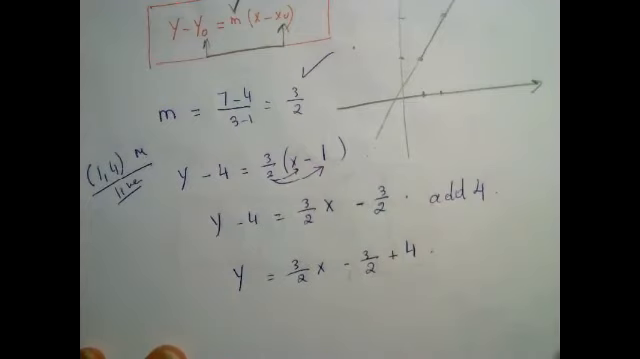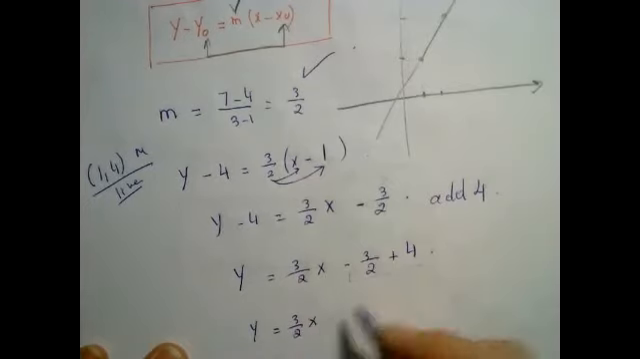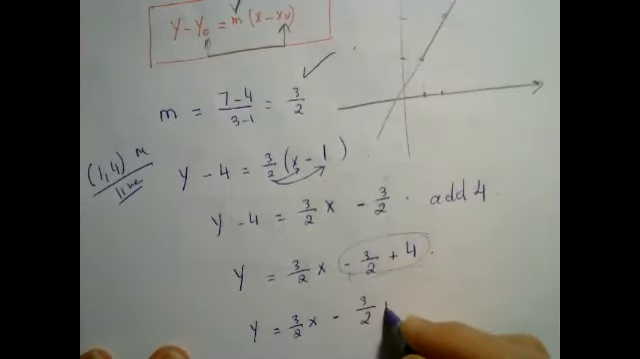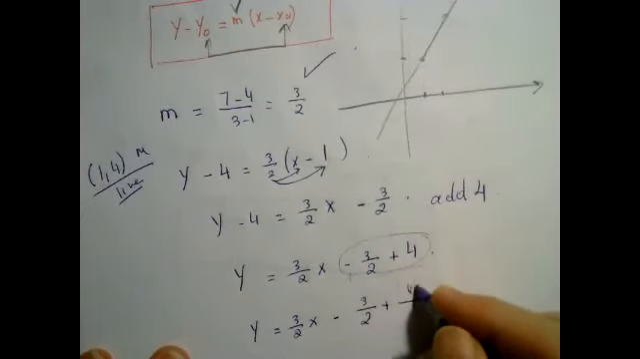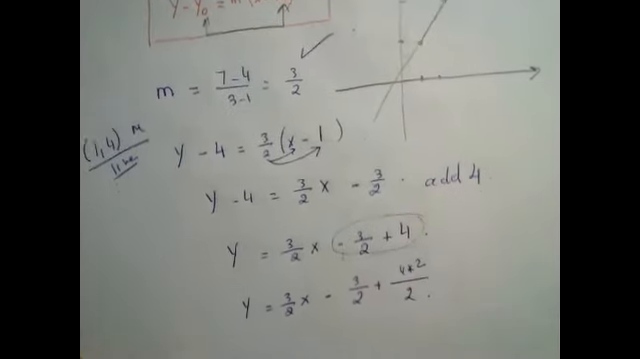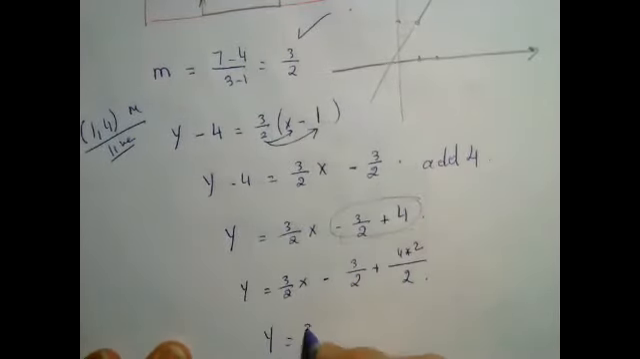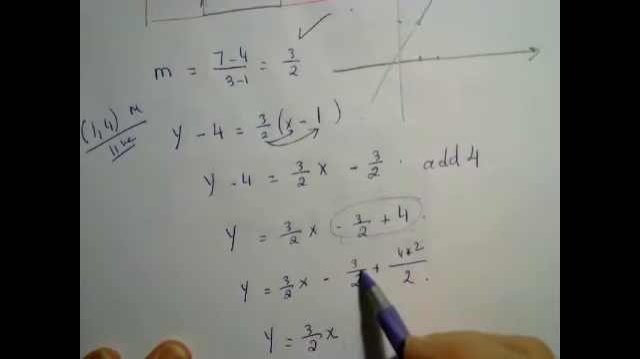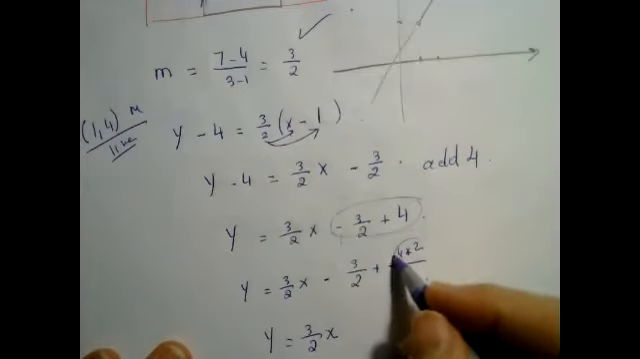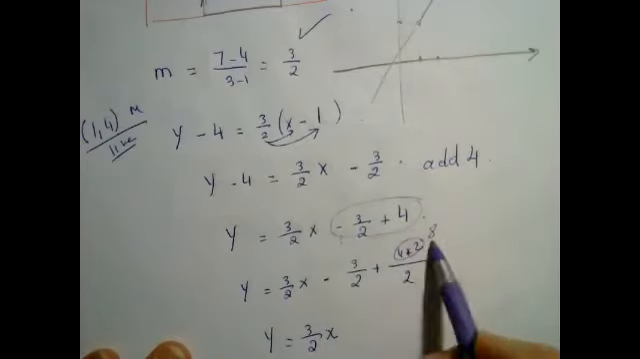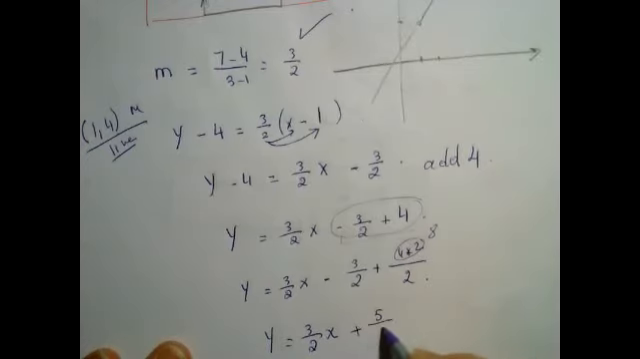Now, we never leave it like this. Of course, we have to simplify that. How do you want me to simplify this term here? Set 4 as 4/1, and then add. Find the common denominator and then add it. So y equals 3/2 x minus 3/2 plus 8/2, because 4 is going to give me an 8. Minus 3 plus 8 is 5, so 5 halves.